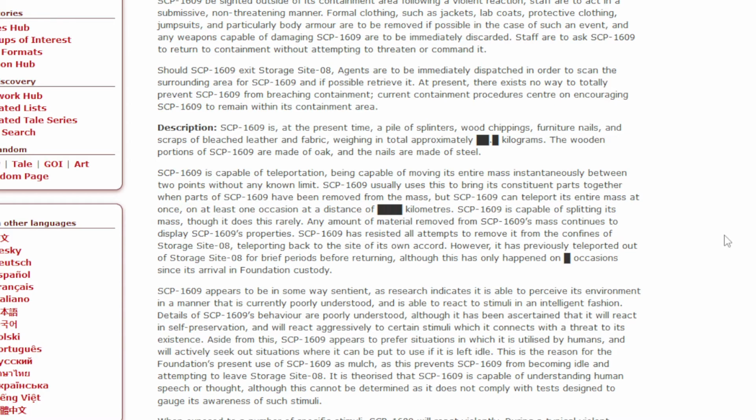Let's see. At present time it is a pile of splinters, wood chippings, furniture, nails, and scraps of bleached leather and fabric, weighing approximately [blank] kilograms. Wooden portions of it are made of oak, and the nails are made of steel.